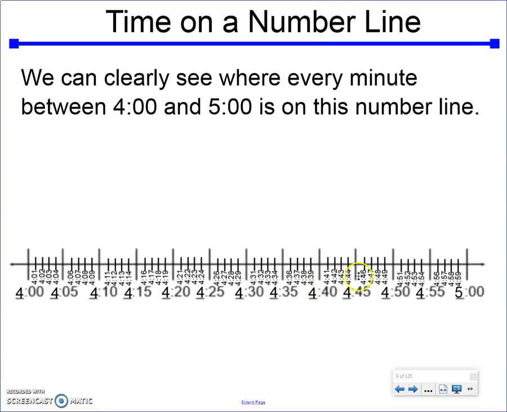On this number line, the space between every single tick mark is 1 minute. Each tick mark is 1 minute apart. Here's 4 o'clock, here's 4:01, 4:02, 4:03, 4:04, then 4:05. Each tick mark is 1 minute apart, starting at 4 o'clock and going to 5 o'clock. Here we can see some specific times on this number line. Here we can see 4:15, where the heart is, and here we can see 4:29, where the star is.